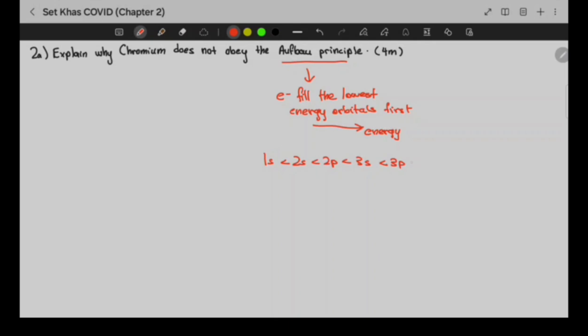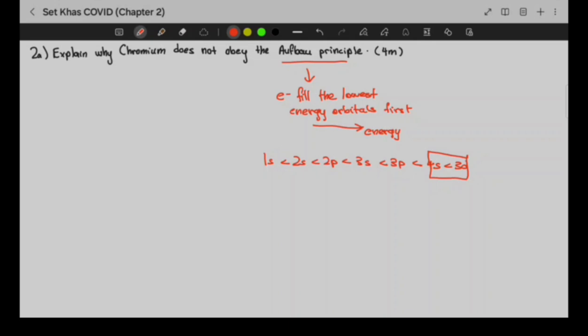by 3p, and then students tend to make a mistake here. People tend to think that after the 3p orbital, it's the 3d orbital, but they are wrong. It is the 4s orbital, and then followed by the 3d orbital. So please keep this in mind. Okay, so why does chromium not obey the Aufbau principle?